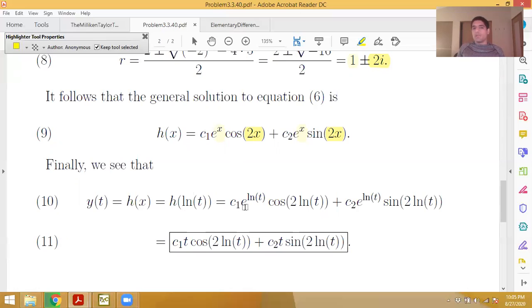You get c1 e to the natural log of t times cosine of 2 times natural log of t plus c2 times e to the natural log of t times sine of 2 times natural log of t. And lastly, I just use the fact that e and natural log are inverses. They cancel each other out. So this e to the ln t is just t. And then that other e to the ln t is also just t.